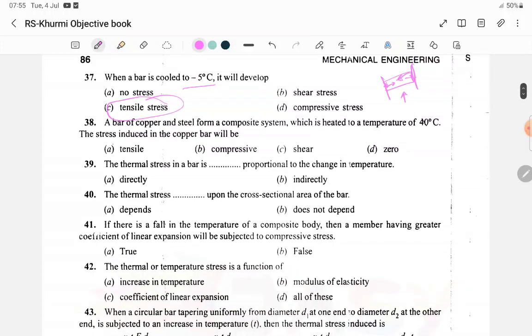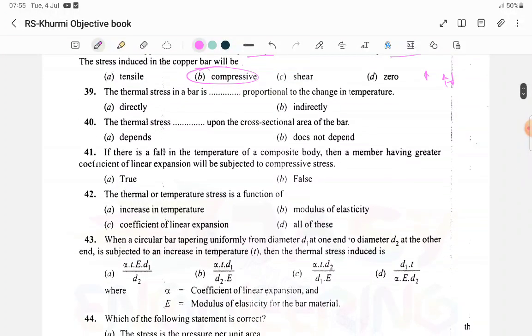A bar of copper and steel is a composite system which is heated, and the stress induced in the copper bar will be compressive, because copper has the larger coefficient of thermal expansion. It tries to expand, but the steel has a lower thermal coefficient, so it will pull this side, so the copper will basically be compressed. So 38 is B.